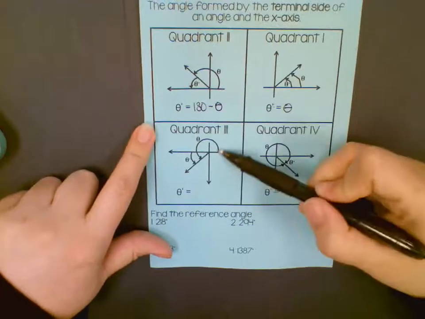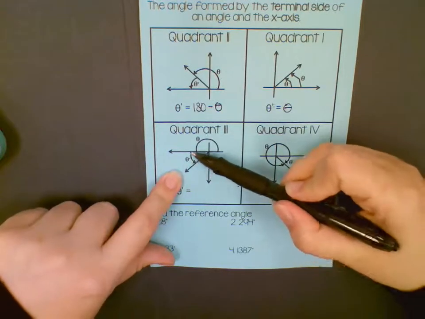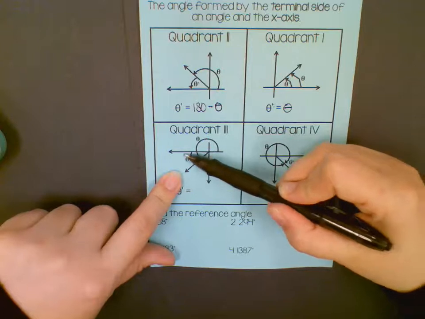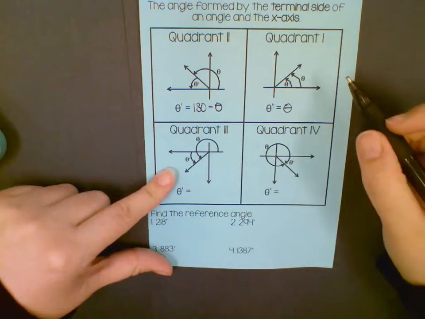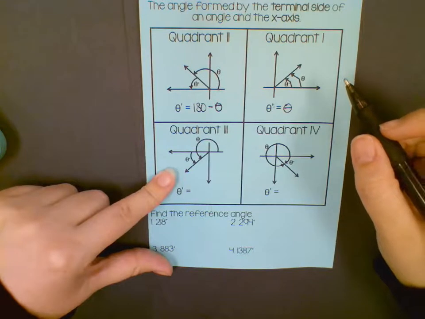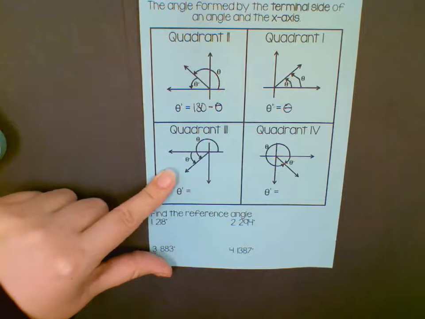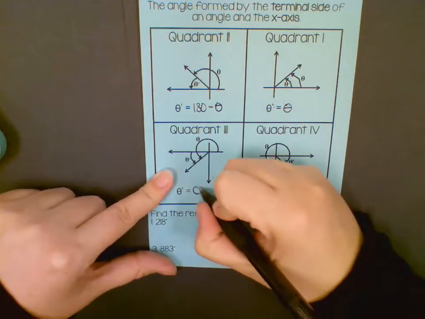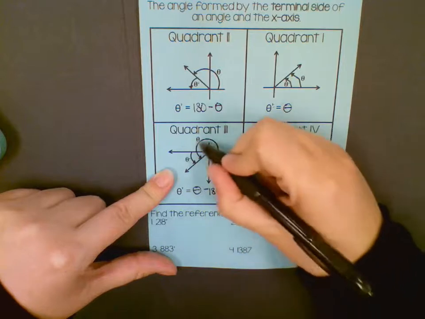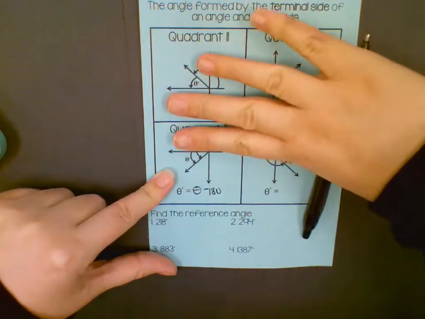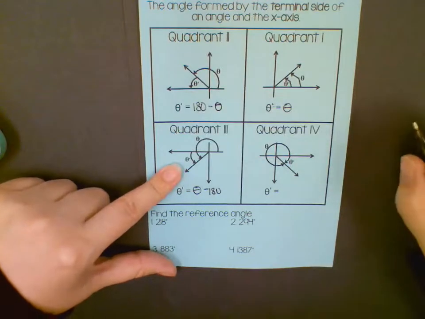In quadrant 3, here's our angle going all the way down to our terminal side. And this time our theta is right here between the x-axis and the terminal side of that angle. So what do you think we would do to figure out how big that piece is? Very good. We would do theta minus 180, because theta is the whole thing and we're taking away that part of it. So what we would have left is theta prime, or the reference angle.